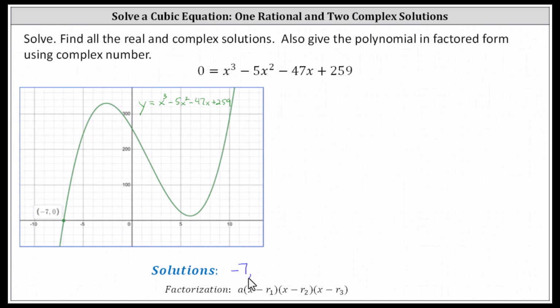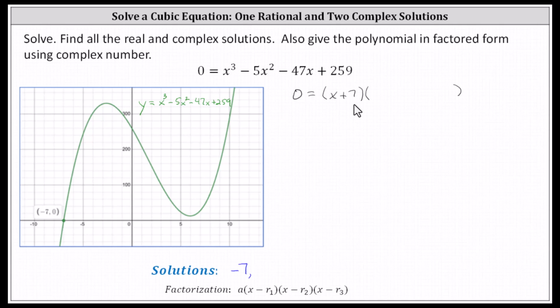This also indicates that x minus negative 7, or x plus 7, is a factor of the degree 3 polynomial on the right side, which means you can now write the equation as 0 equals a factor of x plus 7, and the remaining factor would be a quadratic factor, which we'll now find by dividing x cubed minus 5x squared minus 47x plus 259 by x plus 7 using synthetic division.